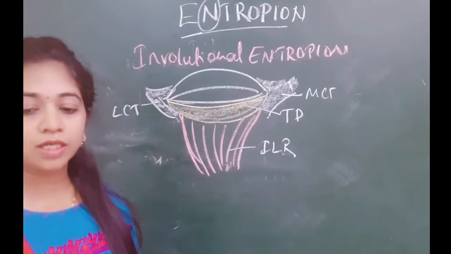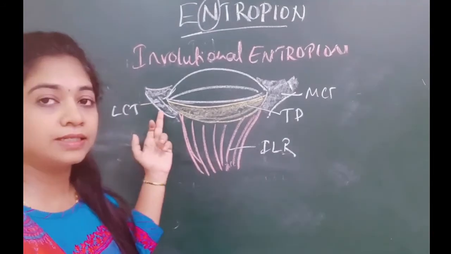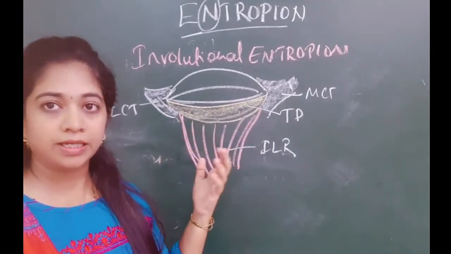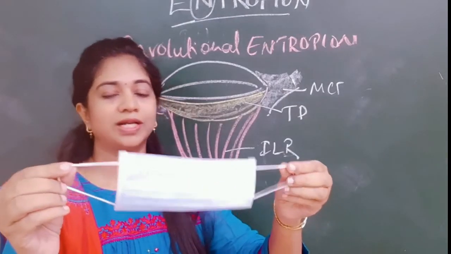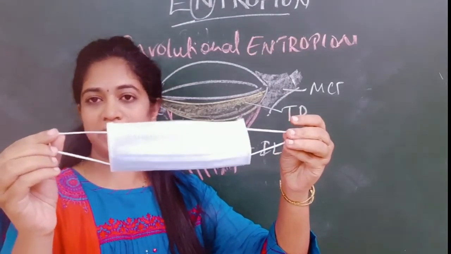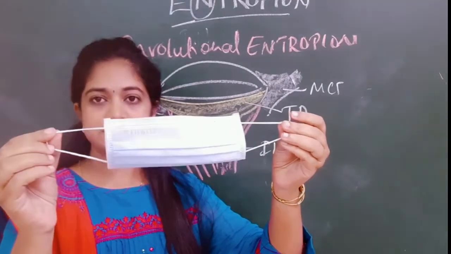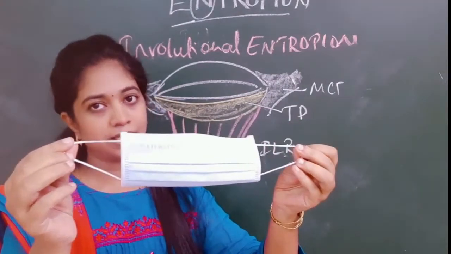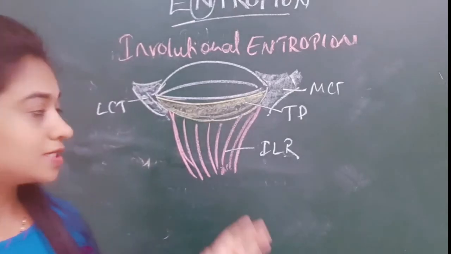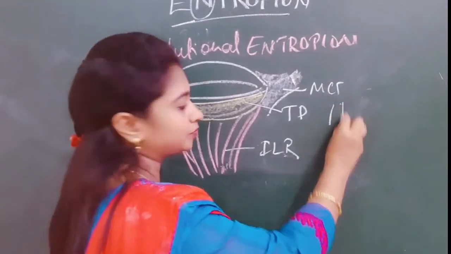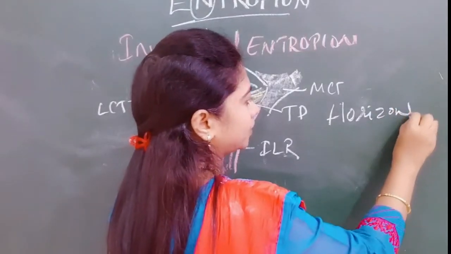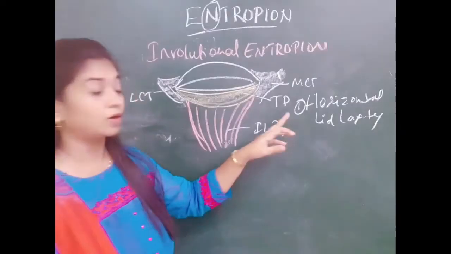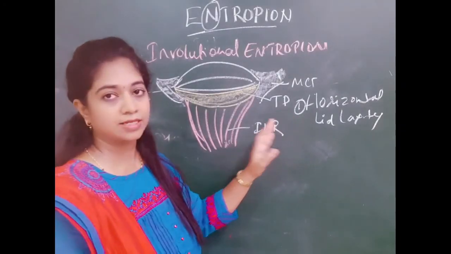Okay. So what is the pathophysiology here? If there is laxity in the medial canthal tendon and the lateral canthal tendon, it will not help in keeping the tarsal plate in its position. The best example in this COVID time is the mask. If you take these two as the medial canthal tendon and the lateral canthal tendon, when it is tight, it is keeping the tarsal plate in its position, and when it is lax, it is going back or coming in depending upon the muscle strength. So that is one thing, that is horizontal lid laxity. That is the first mechanism of involutional entropion.